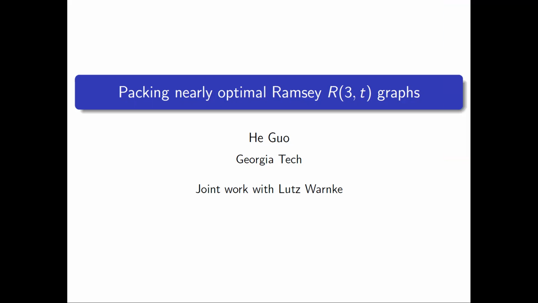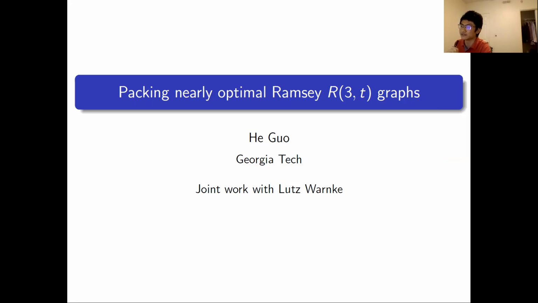All right, so thanks for the introduction. I'm He Guo, from Georgia Tech. Today my topic lies in the intersection of Ramsey theory and random graph processes, and it is based on joint work with my advisor, Wenlong Xu.